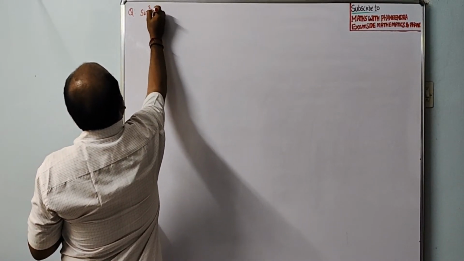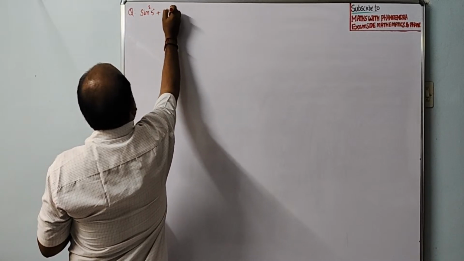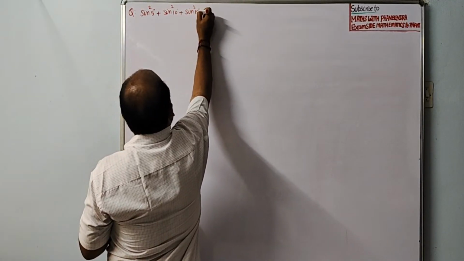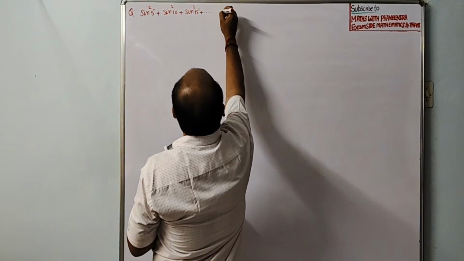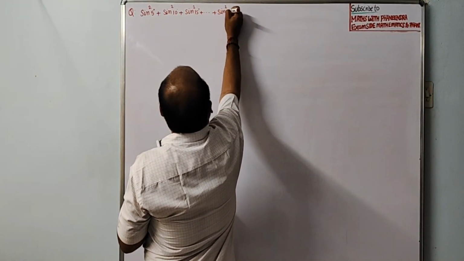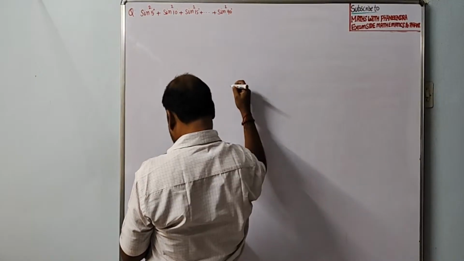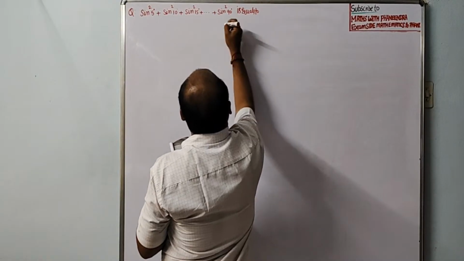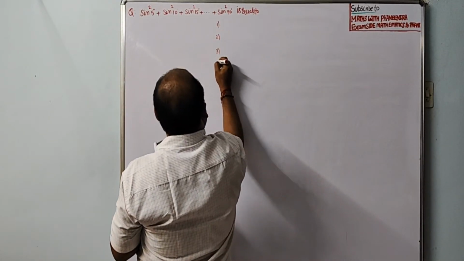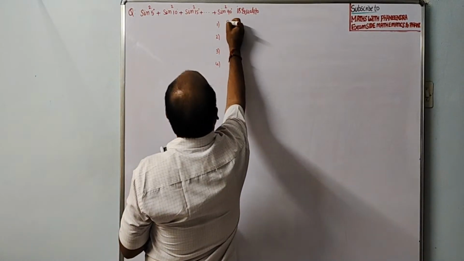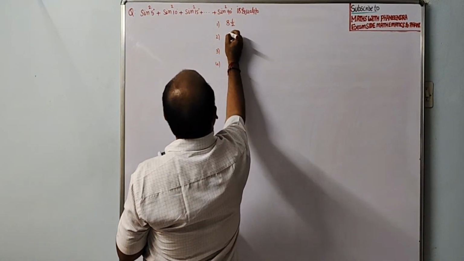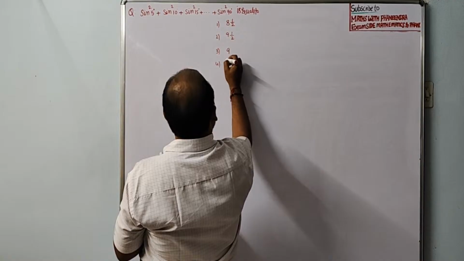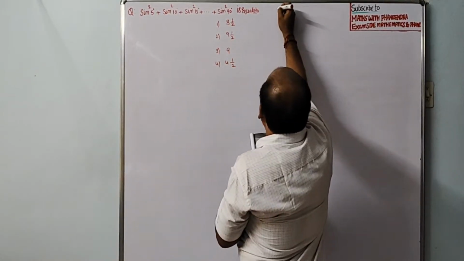Sine square 5 degrees plus sine square 10 degrees plus sine square 15 degrees plus and so on, sine square 90 degrees is equal to: 8 and a half, 9 and a half, 9, 4 and a half. The next question.